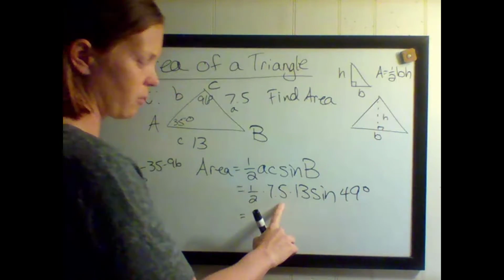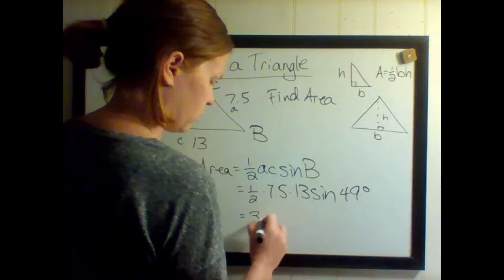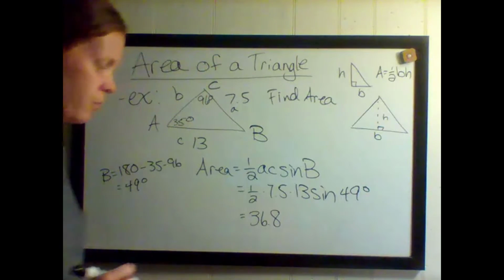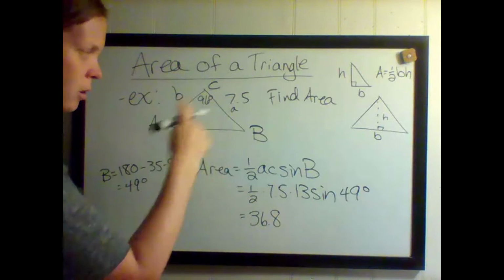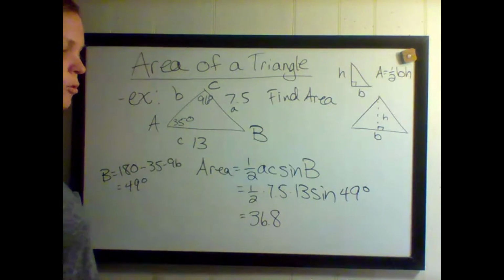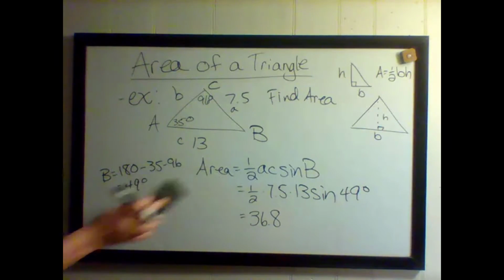So 1/2 times 7.5 times 13 times sine of 49 is 36.8 to the nearest tenth place. So that would be my area of that triangle. That's not the only way I could have done it. I could have used either the law of sines or law of cosines to find side B, and then used the other formula. But this is pretty quick. Okay, so that's using the first version.